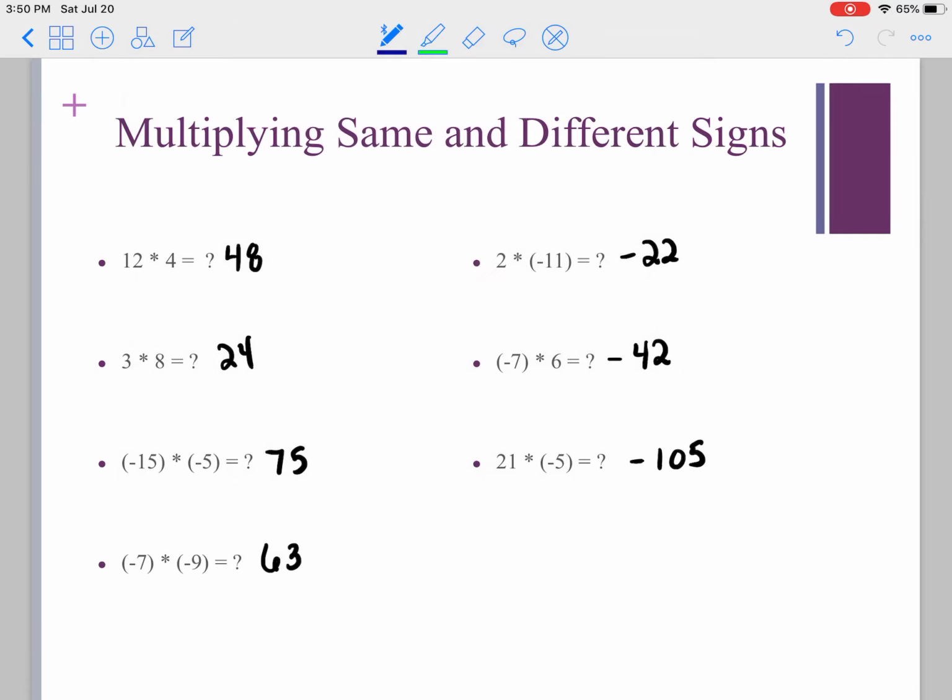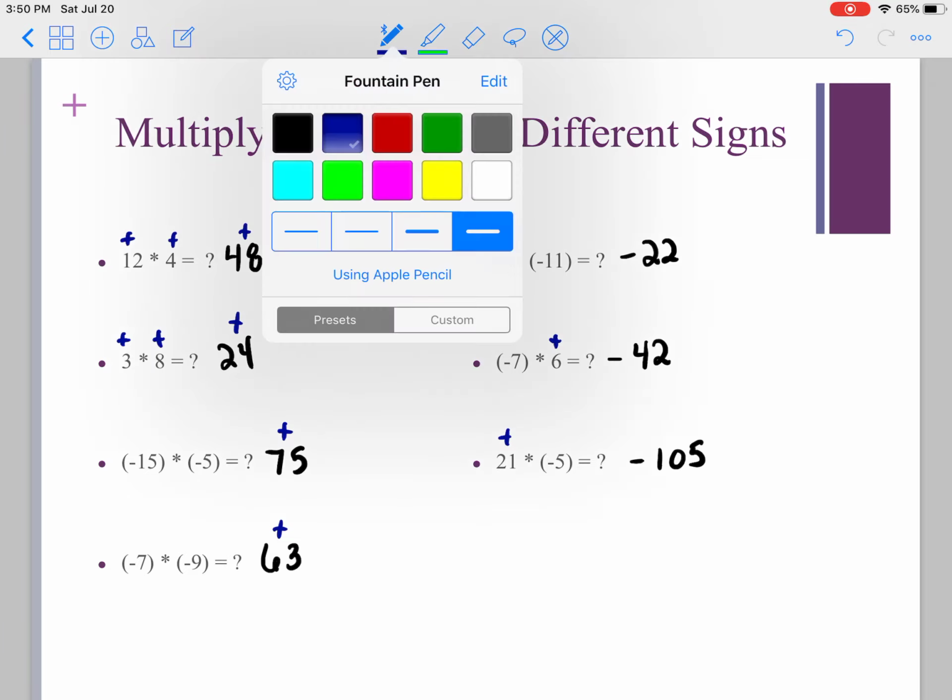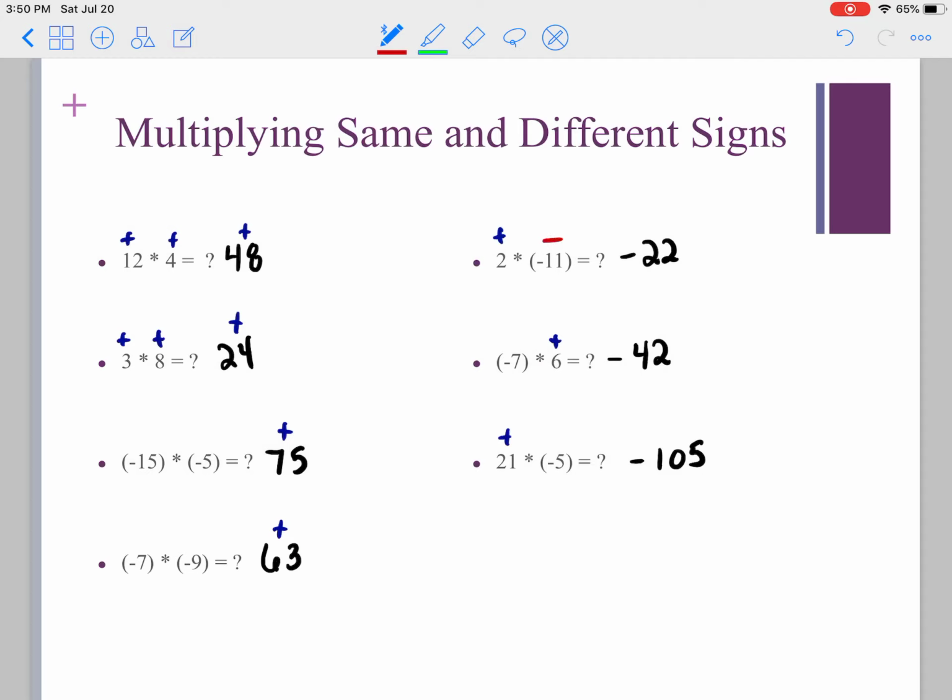So let's go through, and I'm going to put positive over all the positive numbers, and I'm going to put a negative over all the negative numbers. Okay, now take a moment, hit pause, and think about what the pattern is. Okay, did you figure it out by any chance? There's a possibility.